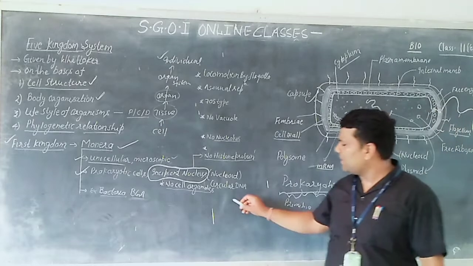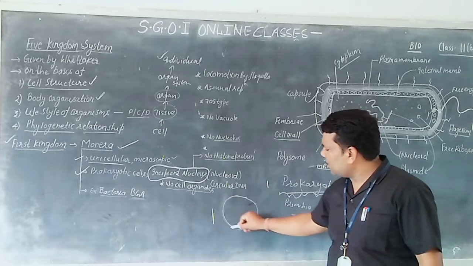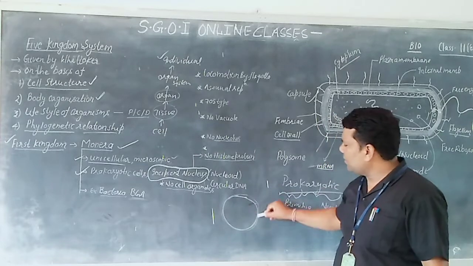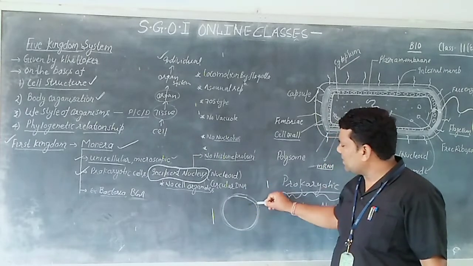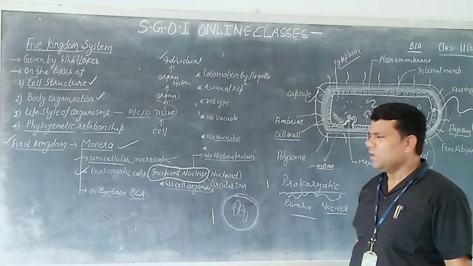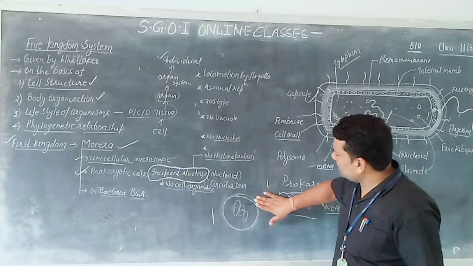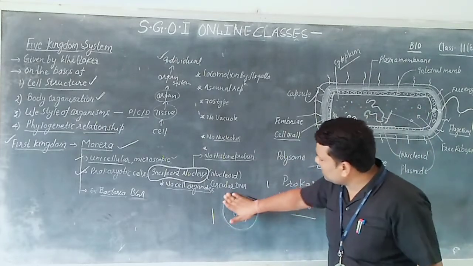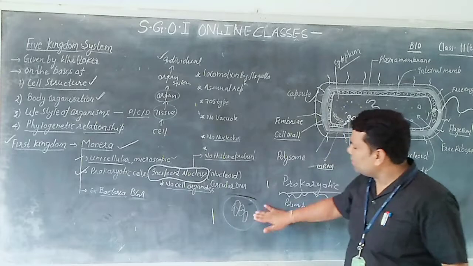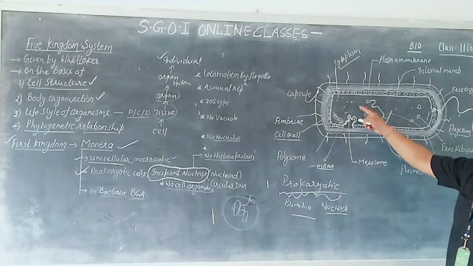Nucleus is actually a spherical structure which has a membrane around it. This membrane is called the nuclear membrane, and inside the nuclear membrane the genetic material DNA is found. So what happened here in the incipient nucleus? This membrane has disappeared. So this genetic material is in direct contact with the protoplasm.